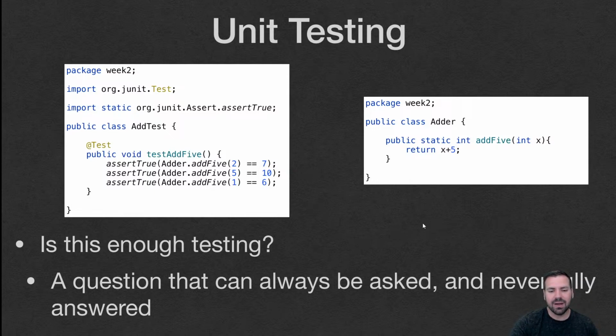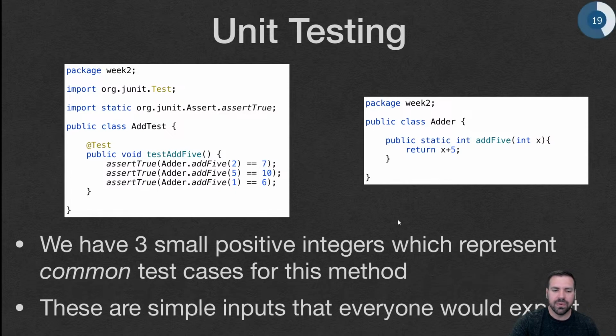But is this enough testing? Hopefully with this one, your answer is no, aside from the code being so simple that you wouldn't do any testing at all. But I don't think this is enough testing. So we want to add some tests. We have 3 test cases, and I'd call these common test cases. These are the typical ways that your method is going to be called. It's just standard usage. Add 2, 5, 1, 3 small positive integers.